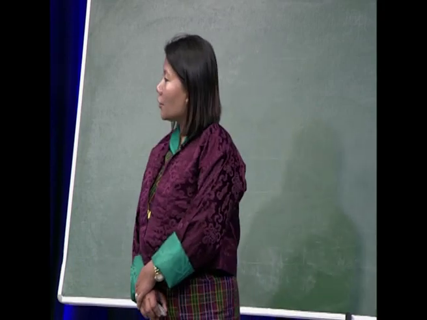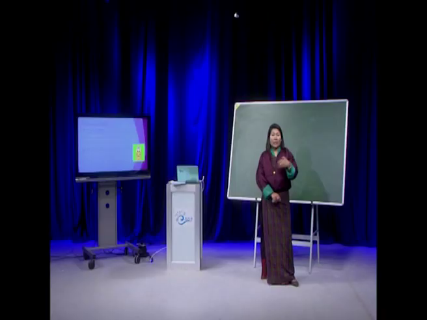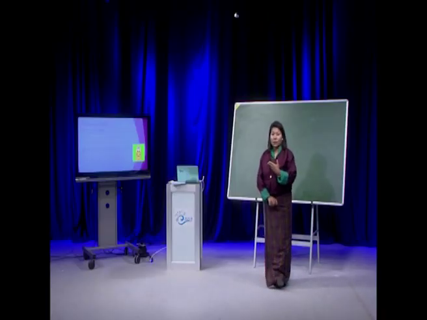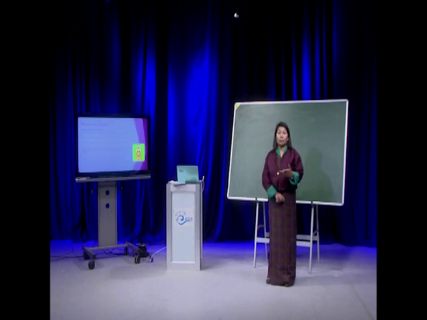Now, imagine you own a firm and your firm is producing both the above items. Which item would you supply more and why? Of the above 2 items that you will be producing, which item would you produce more and supply, and what is the reason?